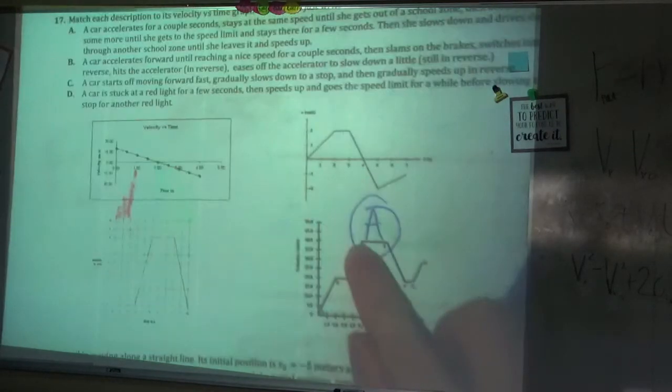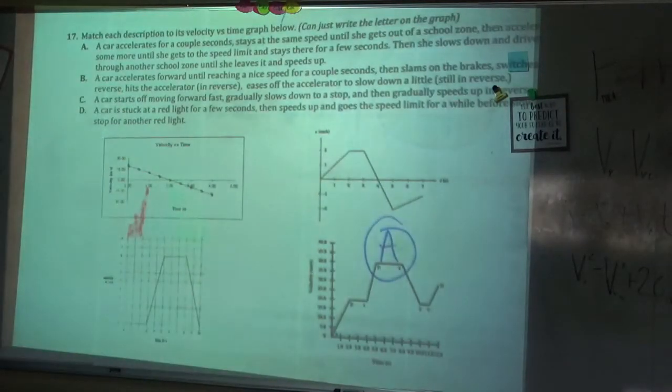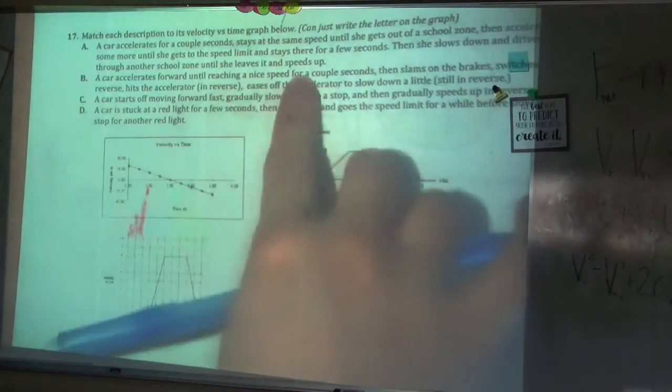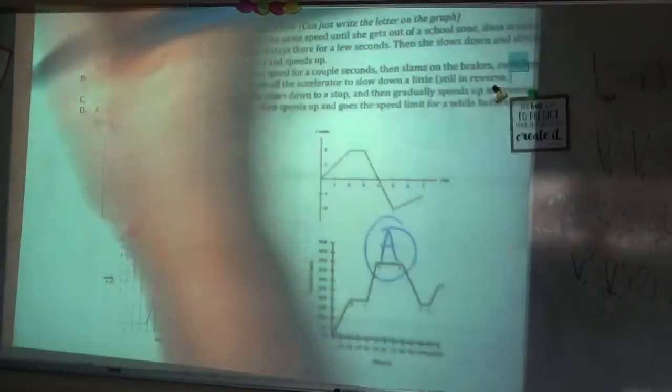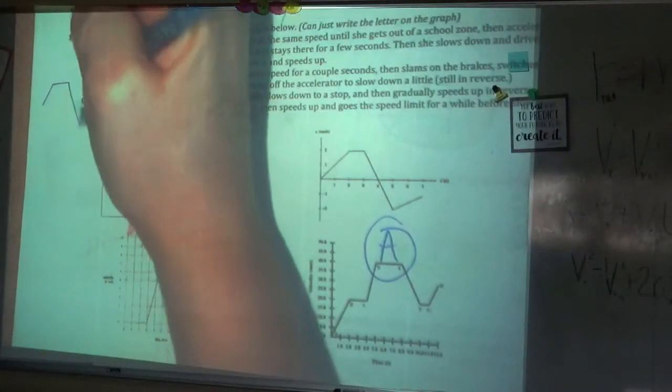So A. B, I want a car that is accelerating forward until it reaches a nice speed for a couple seconds, then slams on the brake and switches into reverse. So again, accelerating forward, stay there, and then slows down and goes into reverse.